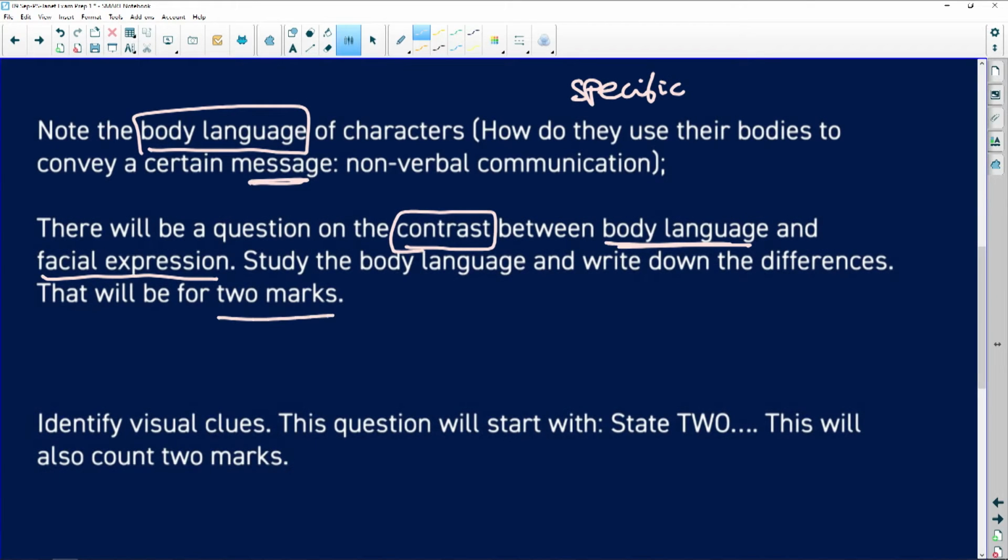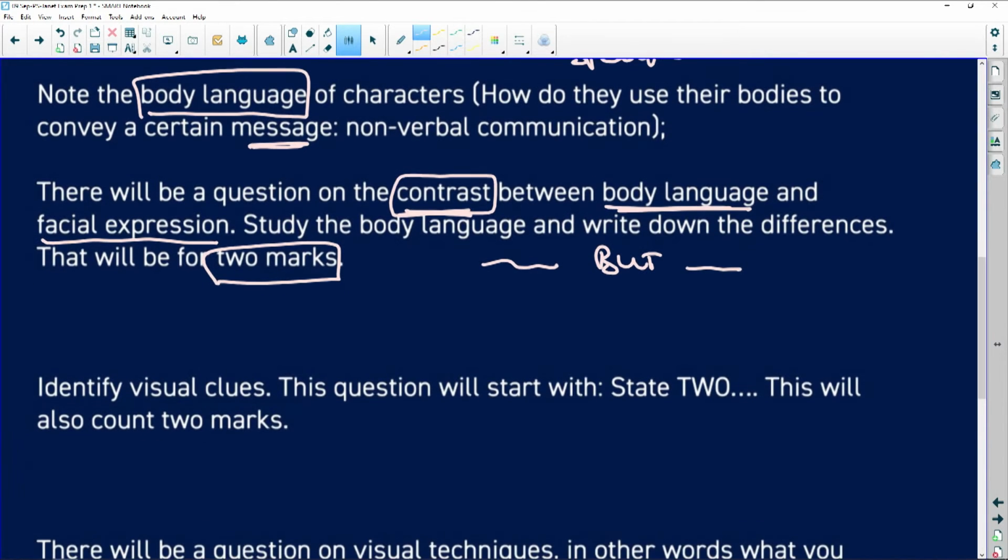And you're looking for a 2-mark question. Remember, you've got to do both frames, or you've got to talk about the contrast, or you won't get the marks. If you just say this, and there's something else later, they won't give it to you at all. You've got to do both.